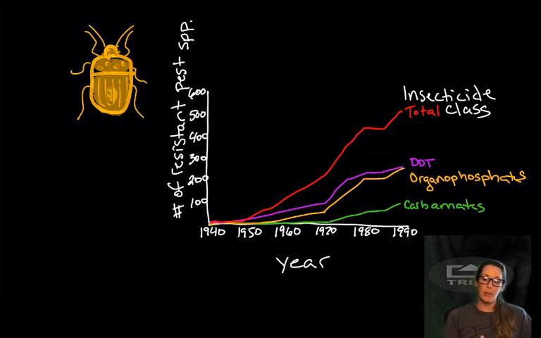Look at the pattern for organophosphates in, what color is that? Orange. And then green is carbamates. And then the red is total for all of the different types, all of the different classes of insecticides. We can see that we started at 0 just in 1940. And then by 1990, over 500 different species had evolved resistance to various insecticides. This is an example of very rapid adaptation that we've been able to document.